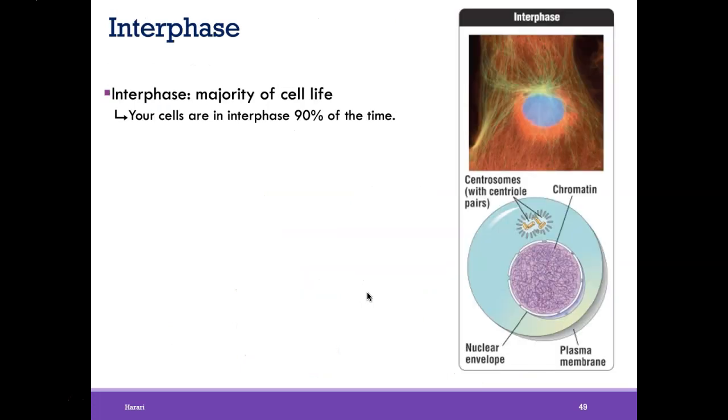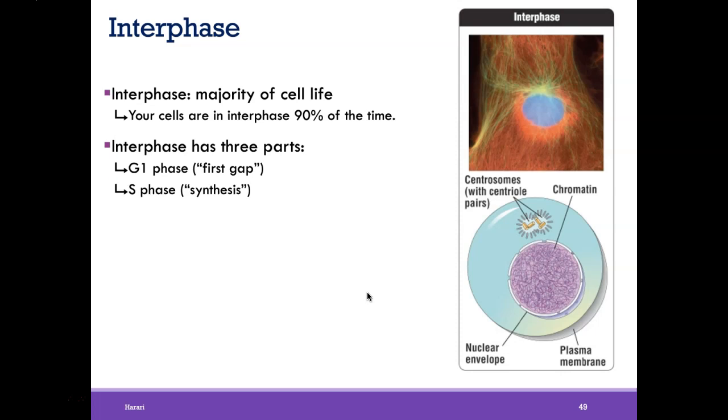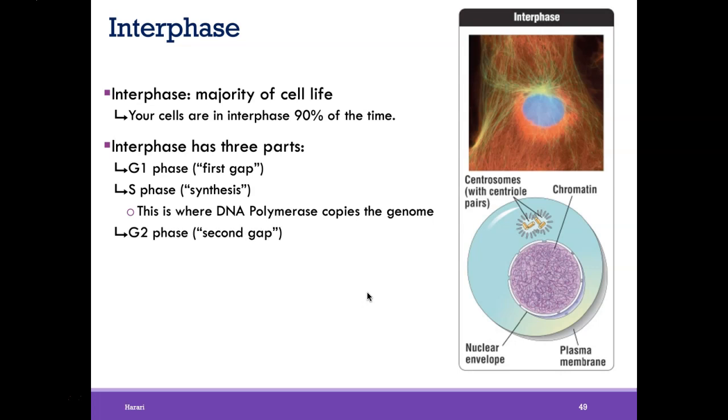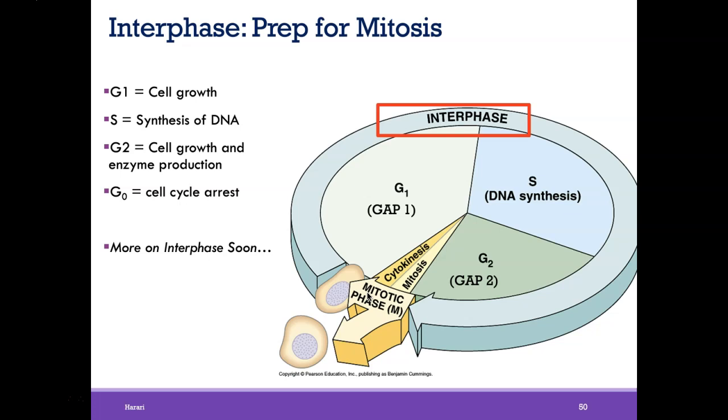Let's start with interphase. Interphase is most of the cell's life, and it's divided into 3 parts. There's first G1, the first gap phase. We have S phase for synthesis. That's when DNA polymerase will make DNA. That's a very important step. And then G2 phase is the second gap phase. So starting from G1, the cell is going to grow, carry out its basic functions, produce new organelles as required.